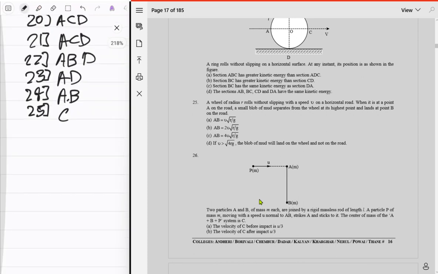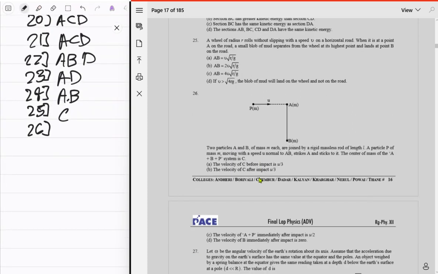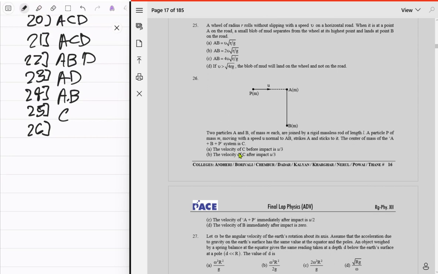26. Okay, this thing: two particles A and B of mass m each are joined by a rigid massless rod of length l. This is a rod of length l. Particle P of mass m moving with speed u normal to AB strikes A and sticks to it. The center of mass of the A plus P system is C. Velocity of C before impact is u upon 3. Before impact it was mu upon 3m, so yeah, it was u upon 3, sure.